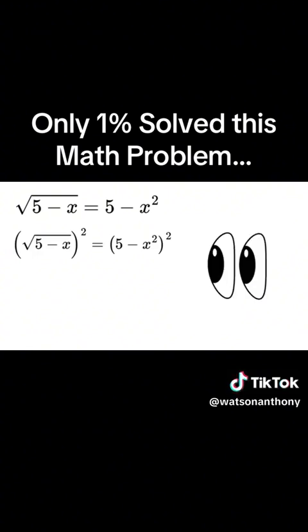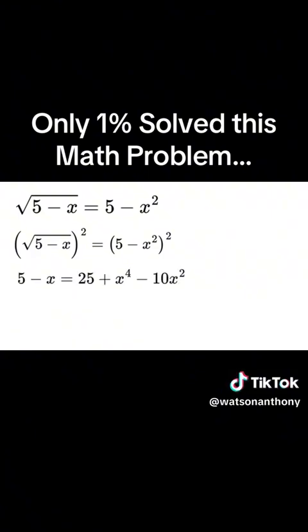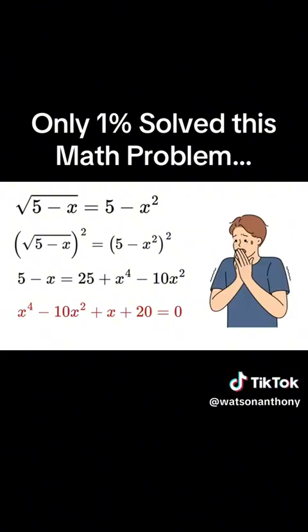But look carefully. The right side already contains a square. So, if we go ahead and square both sides directly, we will end up with a quartic, or a degree 4 equation like this, which is super hard to solve.